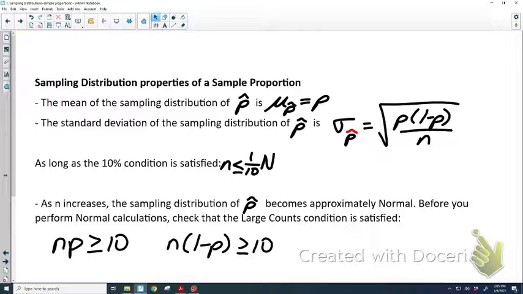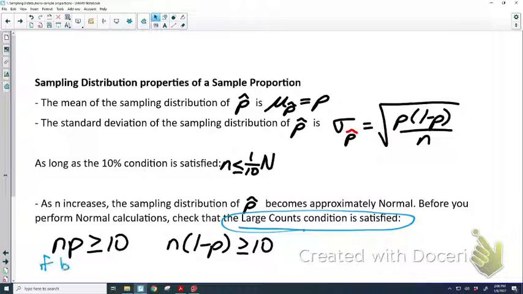Standard deviation, that's just a formula you need to memorize. It's actually typed on the formula chart. That 10% rule, that is true. It needs to be true. The bottom thing is very, very crucial. I strongly encourage you to make this stand out in your notes. It's called the large counts condition. I know it's typed right there, but please make it clear in your notes.